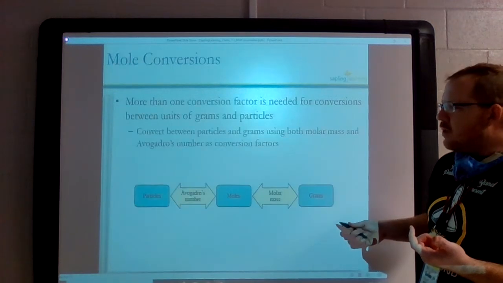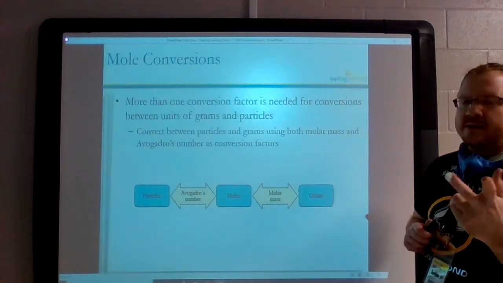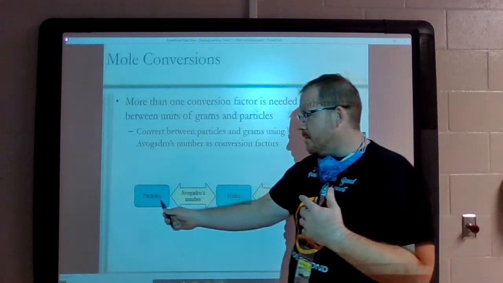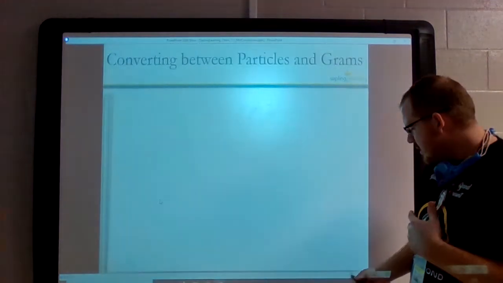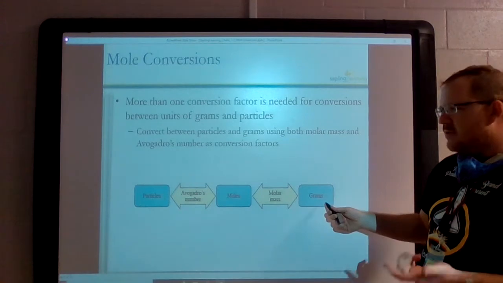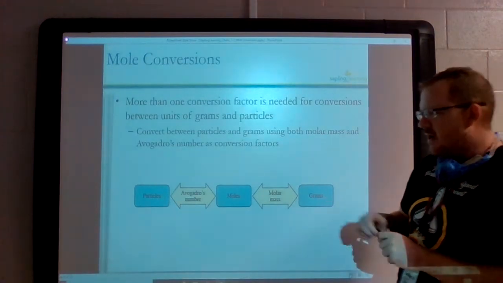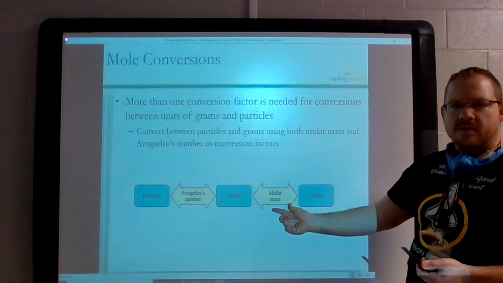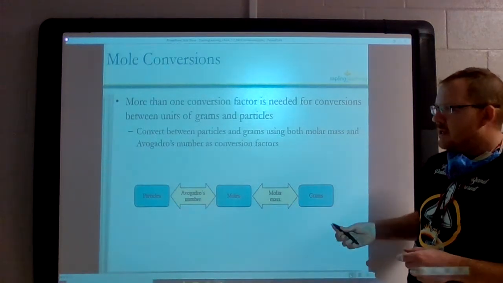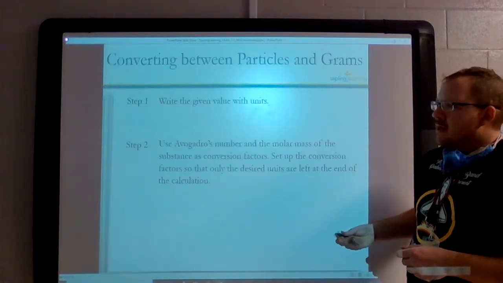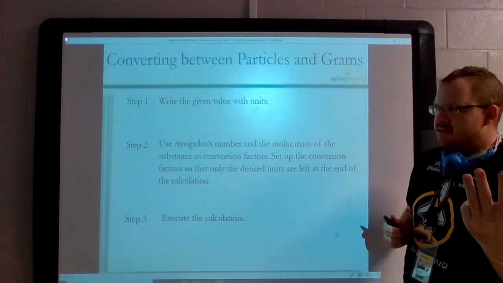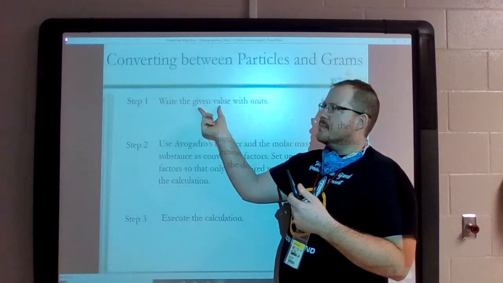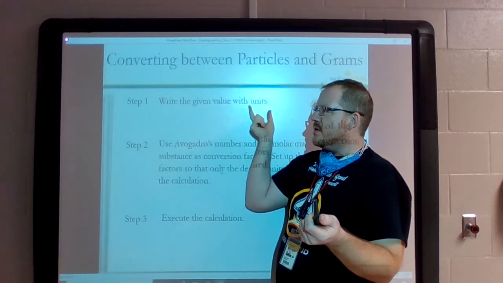So they're going to have one more. So now we have a 2-step problem. They want to go big here. They're going to go from particles all the way to grams or back and forth. So I need to use Avogadro's number, and I need to use the molar mass for that particular chemical. Same 3 setups, essentially. Step 1, figure out what they give you. What's the given value and the units for that?